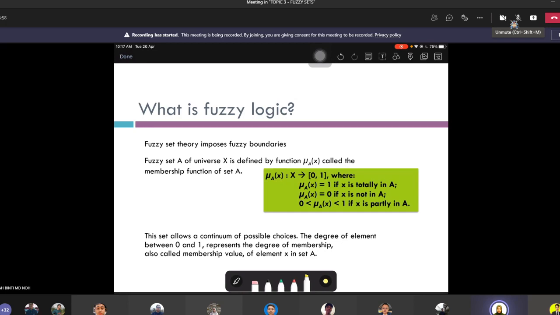So fuzzy set A of universe X is defined by a function. Okay, function tu kadang-kadang kita guna fx, kadang-kadang kita guna mu. Okay, yang ni, mu x, right? Mu x tu cara kita represent degree of membership function. Okay, so the membership function, dia kata for every x kecil ni, which belongs to the universe of discourse X, right? For the set A, so dia tulis A kat sini.